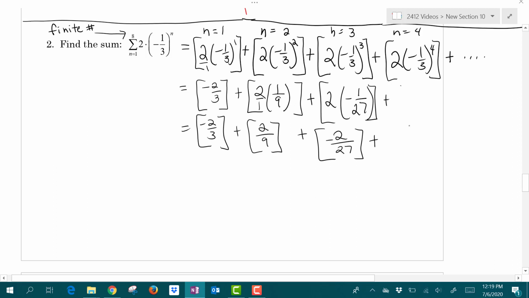We'll go one more time. Negative 1/3 to the power of 4. A negative raised to an even power is going to give me something positive. 1 to the power of 4 is 1. 3 to the power of 4 is 81. So that last term is a positive 2/81.